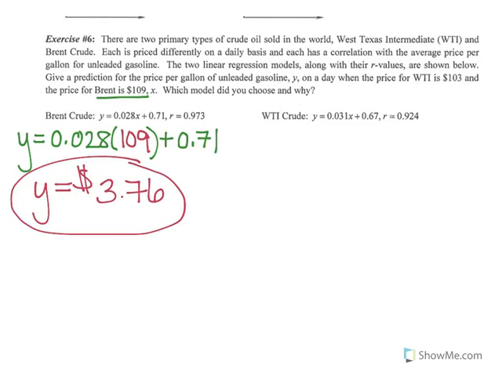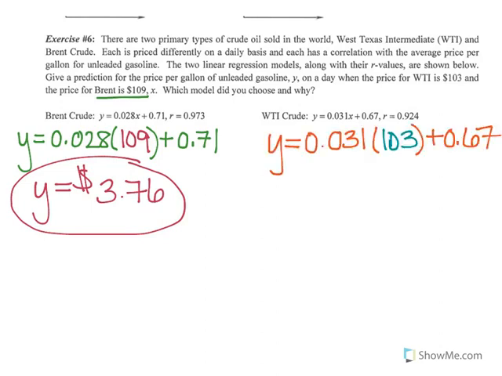Now we're going to do the WTI crude, and they told us that the X value here that we're substituting in is 103. So we're going to copy down the original equation, but instead of X, we are replacing X with 103. And when we do the math, we're going to find that the price per gallon of unleaded gasoline at WTI crude is going to be $3.86.